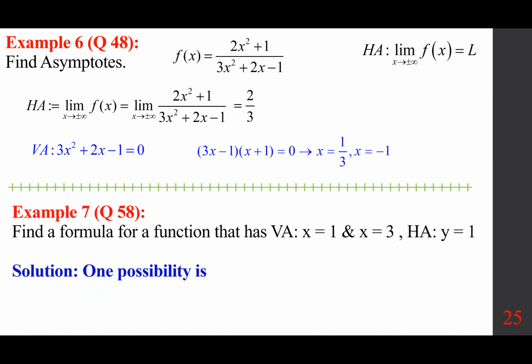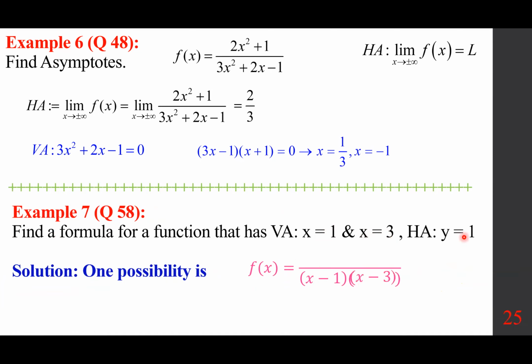We want to find the formula for a function that has the following. Vertical asymptote x equals 1, so we have a denominator of x minus 1. Vertical asymptote of x equals 3, so we must have x minus 3 in the denominator.